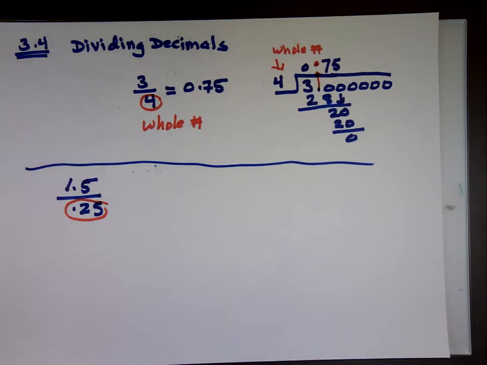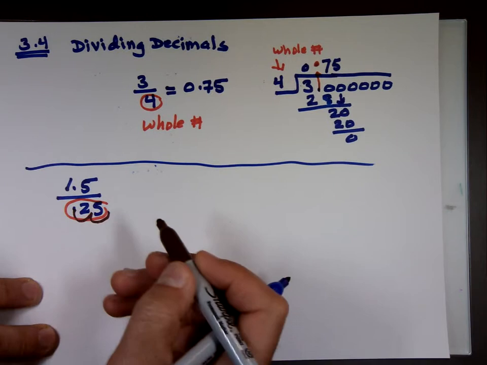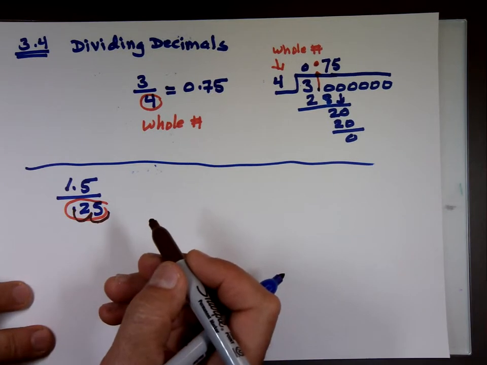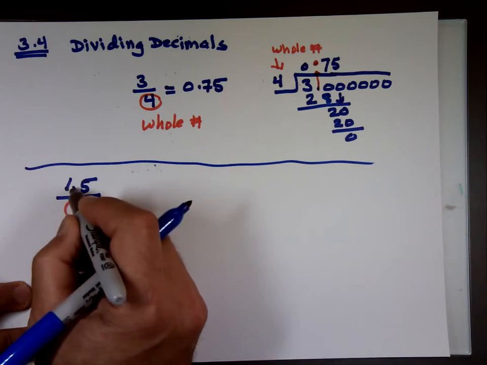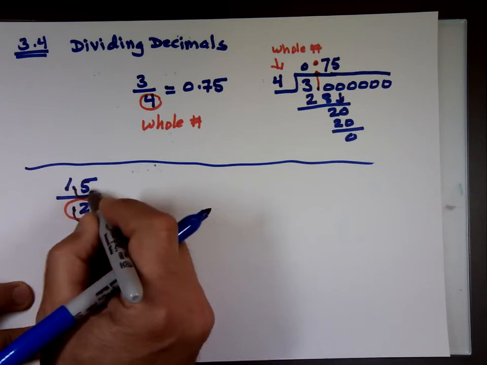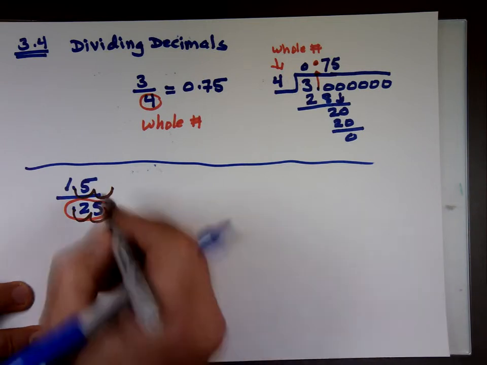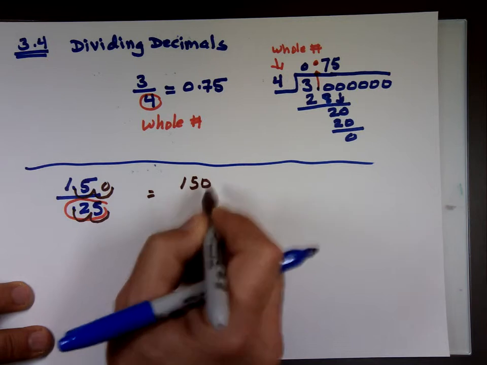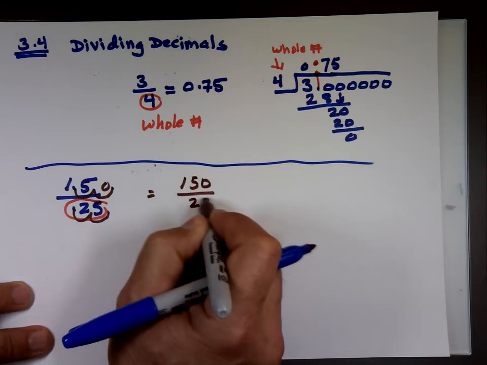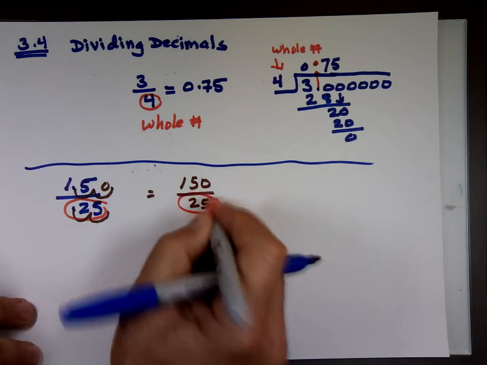Now what will happen to that if I move that decimal point 2 places to the right? Becomes a 25. But if I move the bottom 2 places to the right, I got to move the top how many places to the right? 2 to the right. So the numbers become what? 150 divided by what? 25. Is that number a whole number now in the bottom? Now I can divide them.